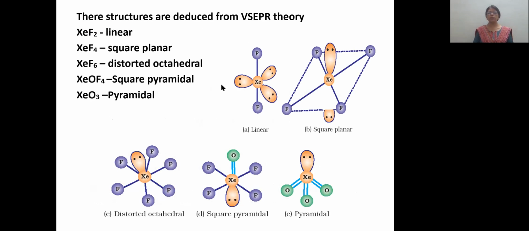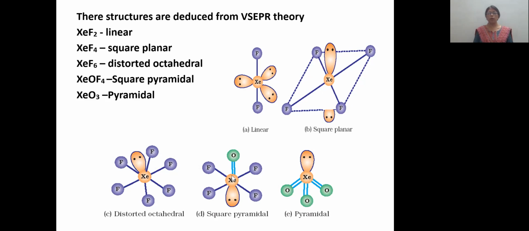Now, as per the VSEPR theory, the structure of the xenon compounds. XeF2, xenon difluoride, is linear. Here is the structure of xenon difluoride. At the equatorial positions, you can see the 3 lone pairs of electrons. Xenon tetrafluoride is square planar. Here, this structure is xenon tetrafluoride, and on the xenon you can see the 2 lone pairs of electrons. Xenon hexafluoride is distorted octahedral because of the presence of a lone pair on xenon.